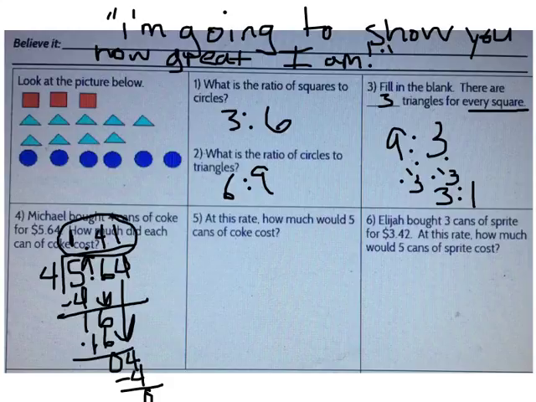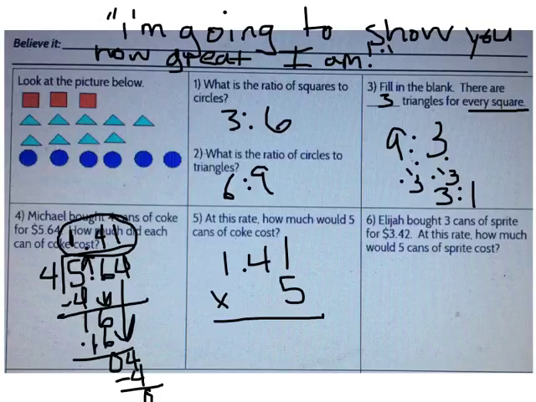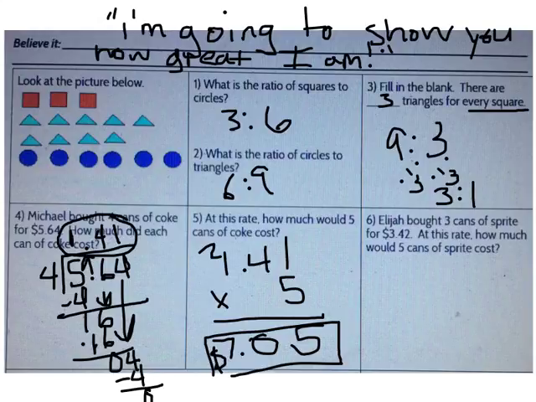So, how much does each can of Coke cost? $1.41. At this rate, how much would 5 cans of Coke cost? Well, I can multiply $1.41 times 5 to find that price. Go ahead and do that now. At this rate, 5 cans of Coke would cost $7.05.